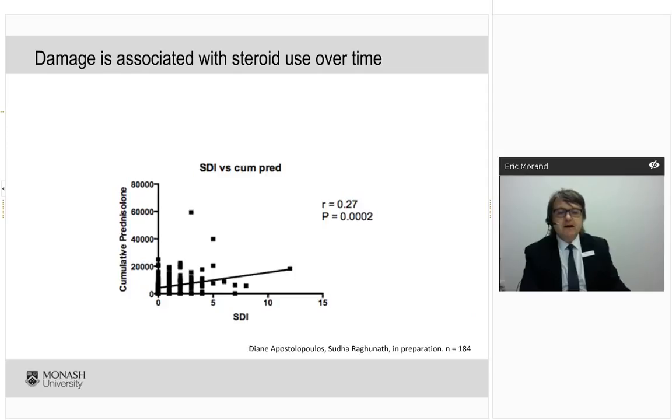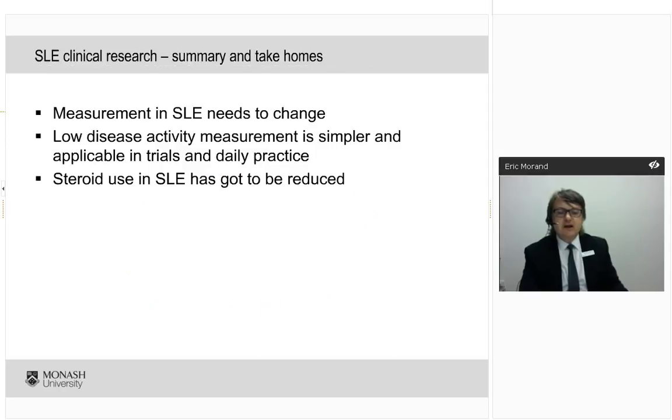Anyway, the point of saying all this is that the amount of steroid that you take is actually associated with the amount of organ damage that you develop. This is this damage index that I mentioned before that's associated with active disease. It's also associated with the cumulative prednisolone exposure. And what that means is that having active lupus is bad for you, but taking steroids to treat that lupus is also bad for you. So patients with lupus are really in a very difficult position in relation to these competing agendas.